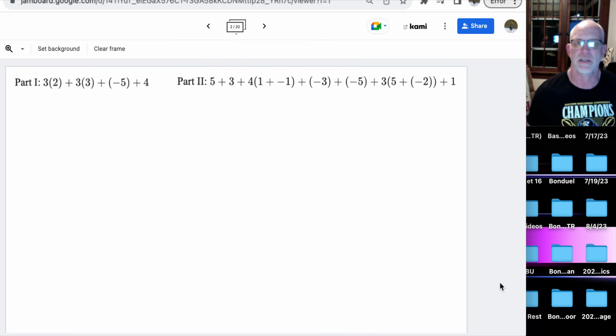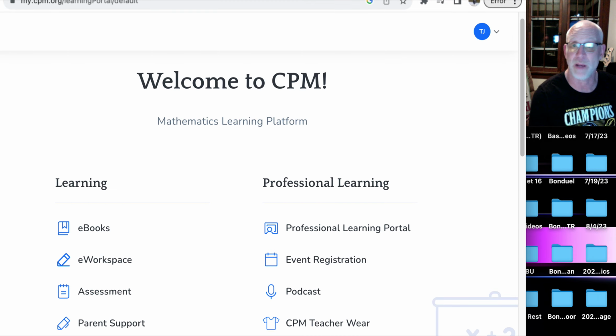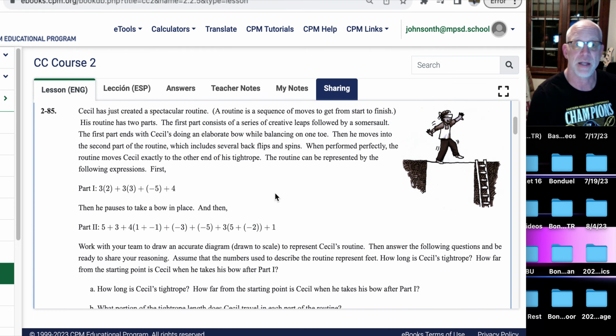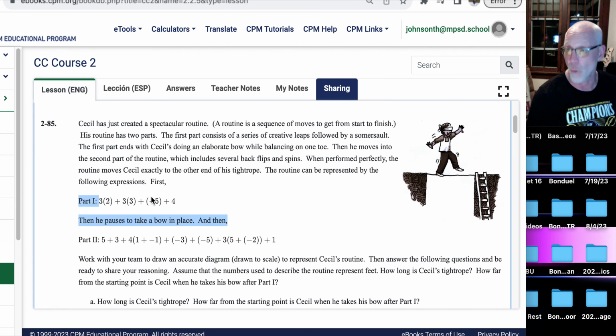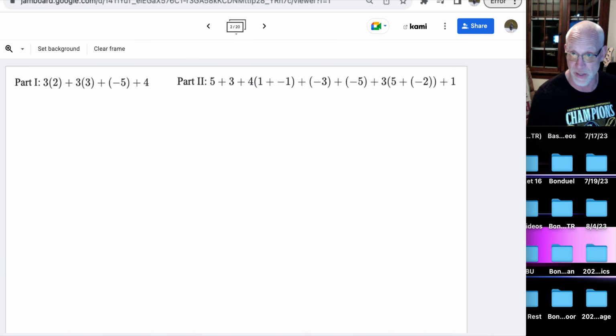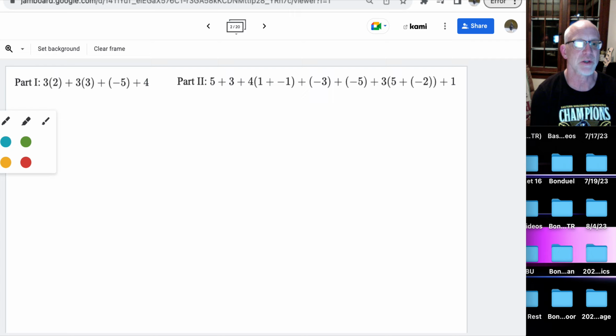Look at Cecil's tightrope walk. So if you remember this problem from yesterday, this is Cecil's spectacular routine, and there was a part 1 and a part 2, and this is what we made our posters on. I'm going to show you part 1, then part 2, then we'll put it together, and then I'll show you how some other people thought of it, because there were some really cool ideas.